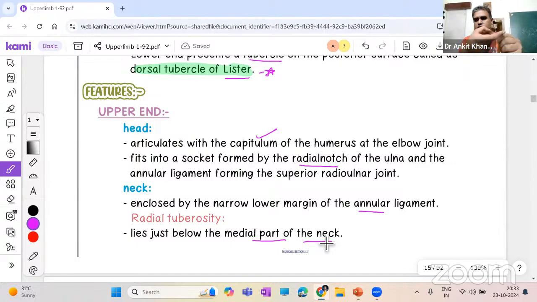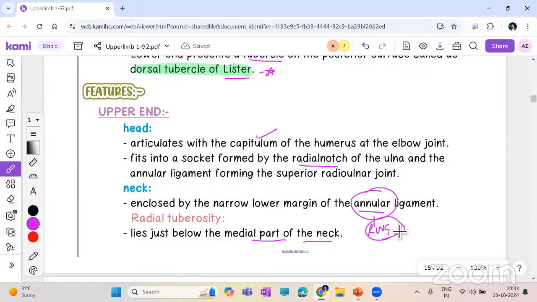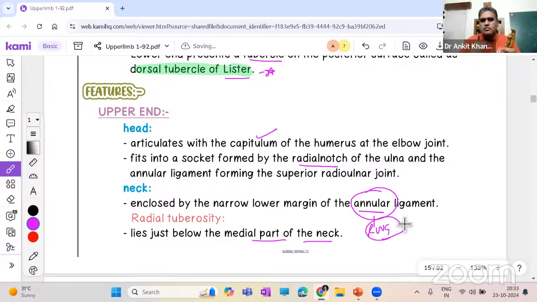And inside this notch, suppose this is the notch, and suppose I put my finger like this, then this, my right hand index finger, is the annular ligament. This is known as annular ligament. Annular means what? Annular means ring shape. Ring. So it forms a ring shaped ligament. What does it do? It actually fixes the head of radius and also keeps it free.